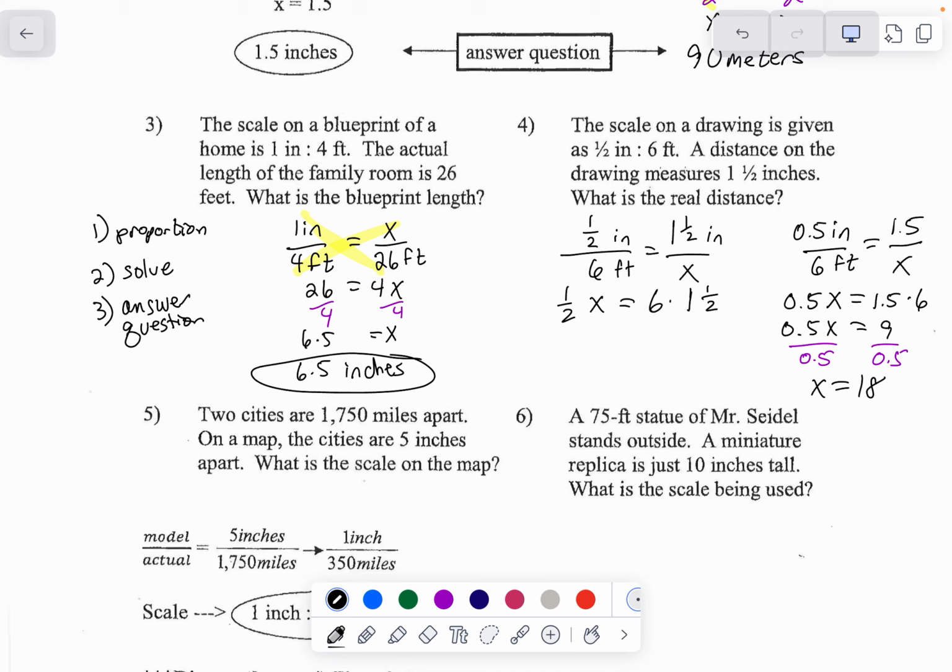Now, have we answered the question in the format that we should? We have not. How should we write our answer? 18, what is the real distance? 18 feet. So make sure you put 18 feet.